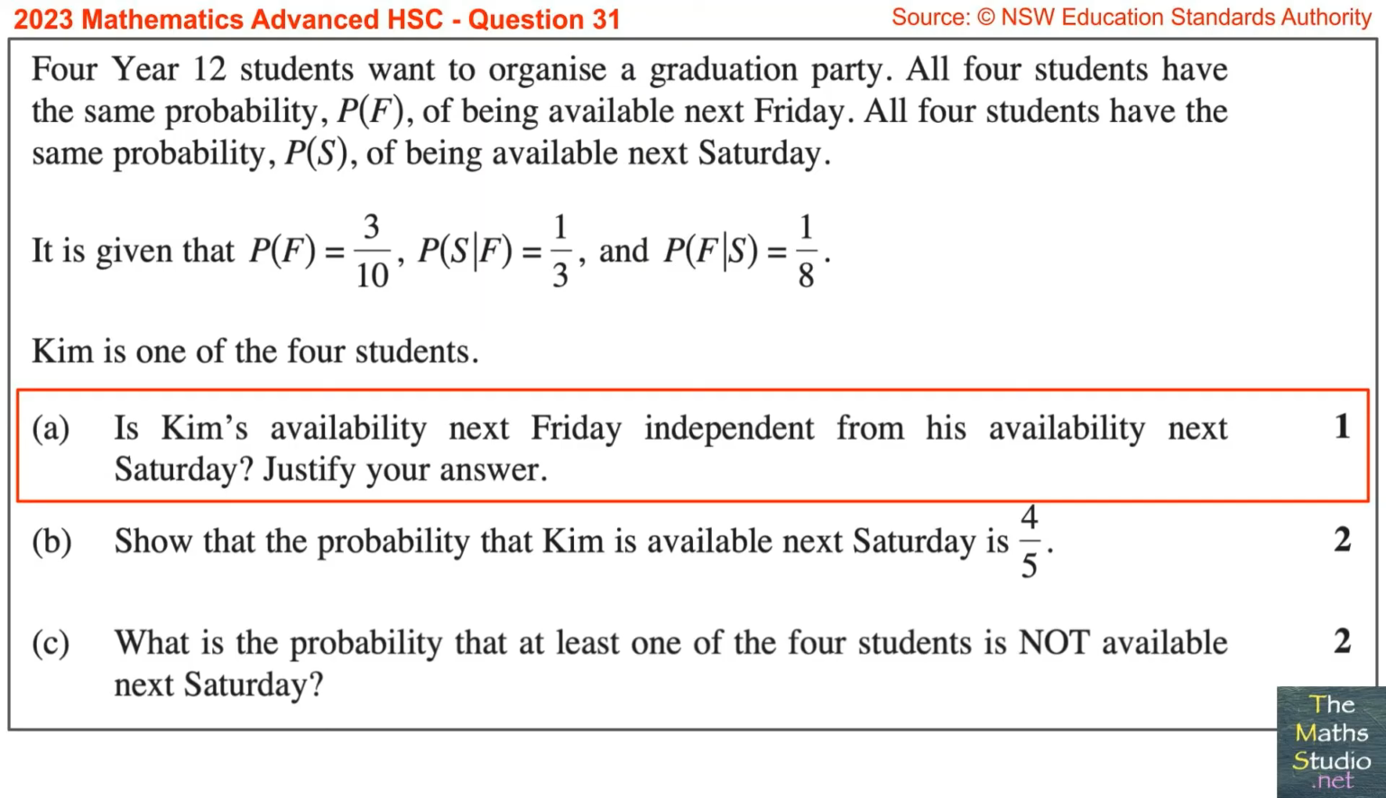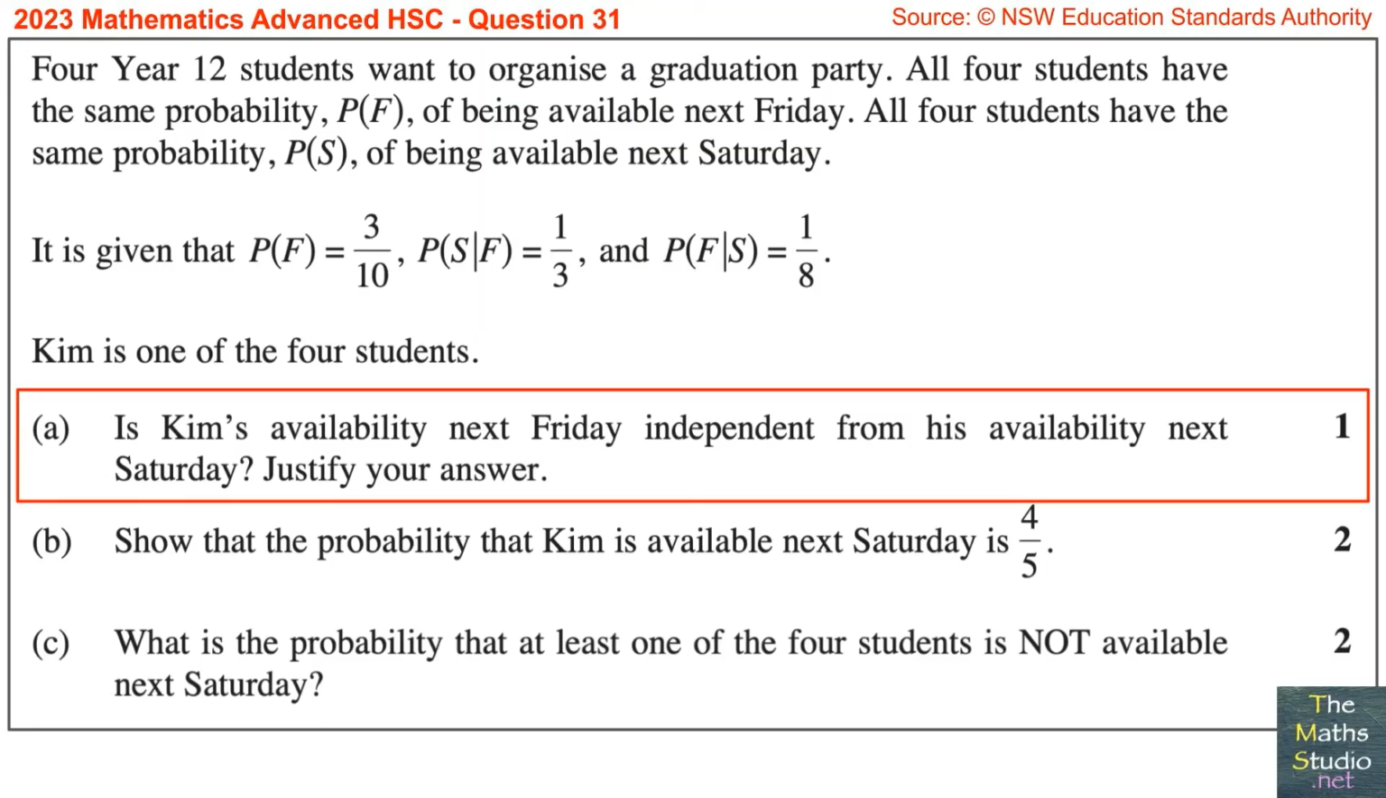Question 31. 4 Year 12 students want to organise a graduation party. All 4 students have the same probability, P of F, of being available next Friday. All 4 students have the same probability, P of S, of being available next Saturday. It is given that P of F equals 3 over 10, P of S given F equals 1 over 3, and P of F given S equals 1 over 8.